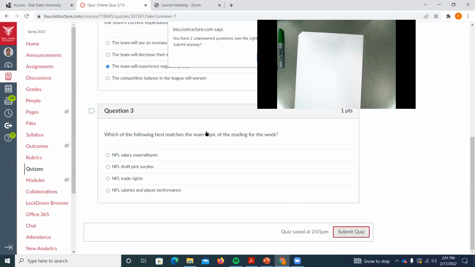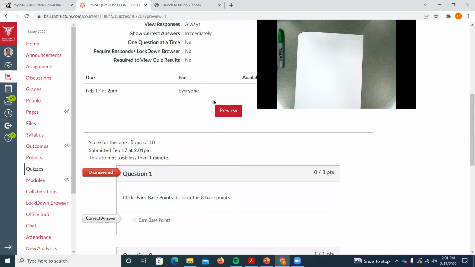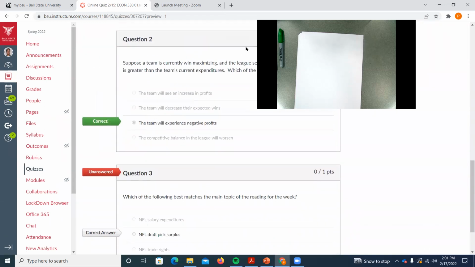Let's double check. Yeah, that should have been it, so I'll go through that. We've got a team that's currently win maximizing. We've got the number of wins, and we'll use a constant marginal cost. So we've got the demand and marginal revenue, and we know that their win maximizing point is where marginal cost hits the demand curve.